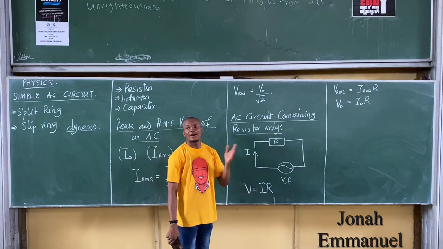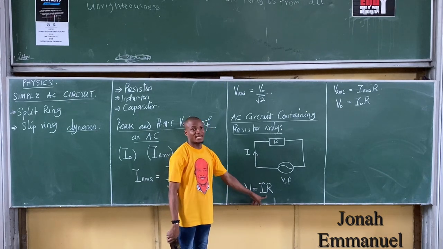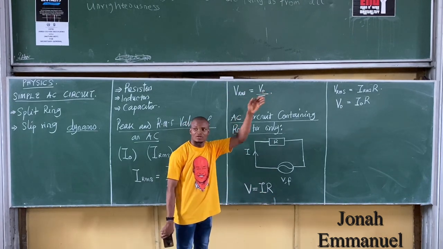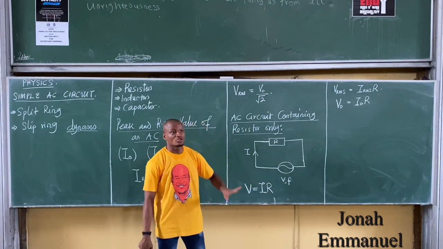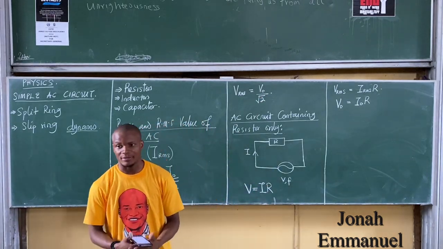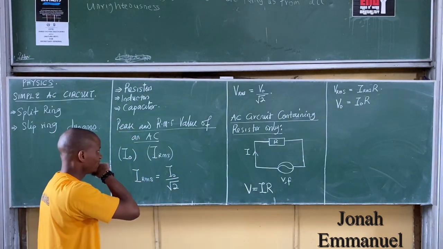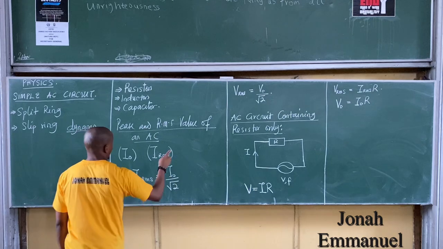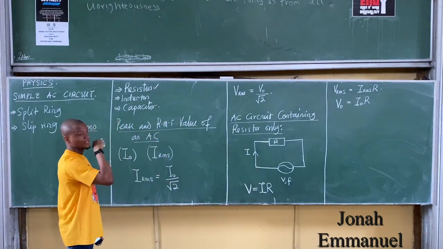So usually it's V equal to IR. Now put the concept of RMS. It means that VRMS is equal to IRMS times R. Use peak value, it means that V naught is equal to I naught R. Same concept. That's one. So look at an AC circuit containing resistors only, know these two things.